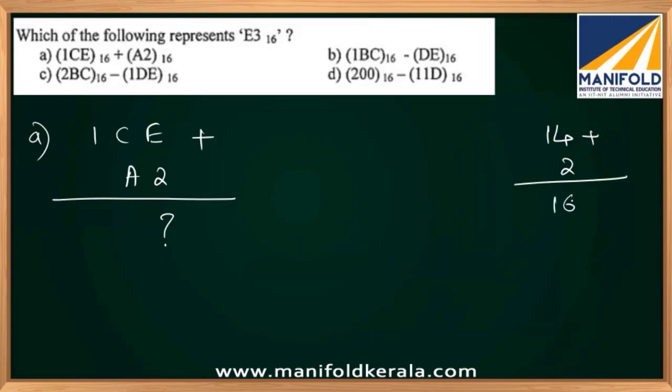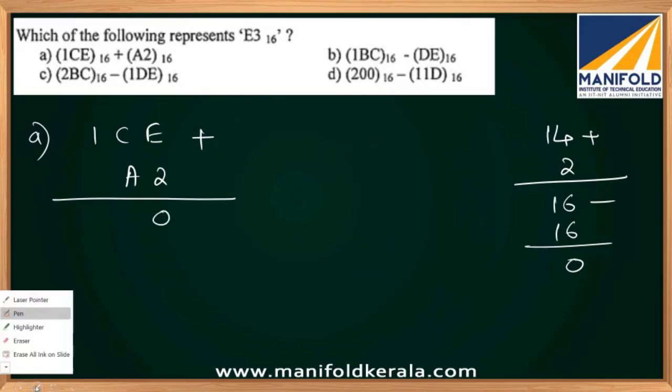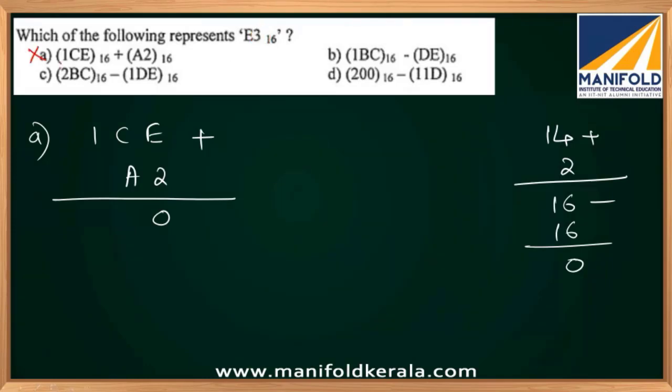And if it is 16, is 16 a valid hexadecimal symbol? Do we have a valid hexadecimal symbol for 16? No. So you just subtract the base, 16, from this one. So you have to place a 0 here. But in the question, we require a 3 at the unit place. So definitely you can conclude that A is not the answer.